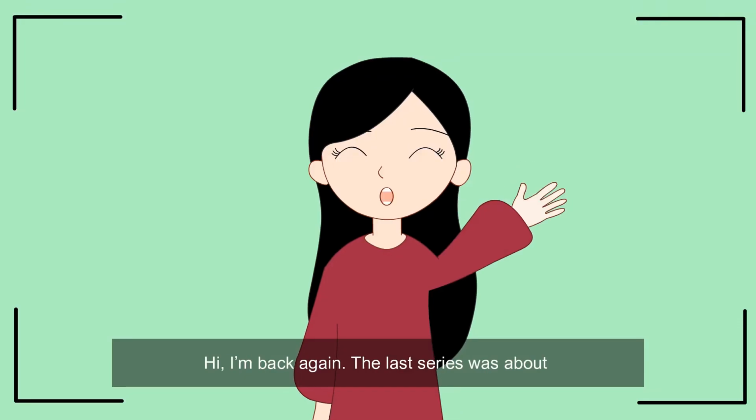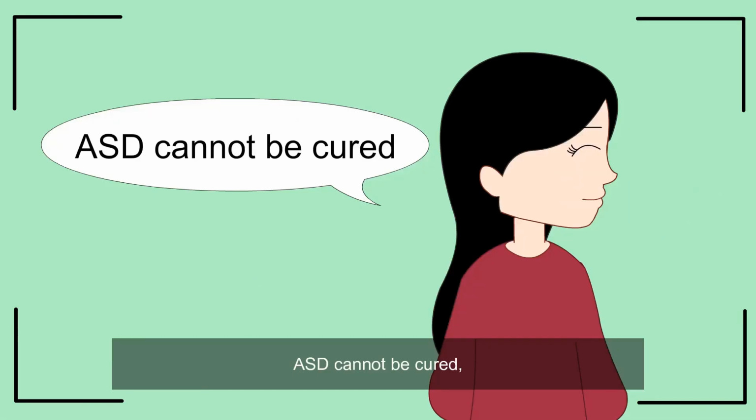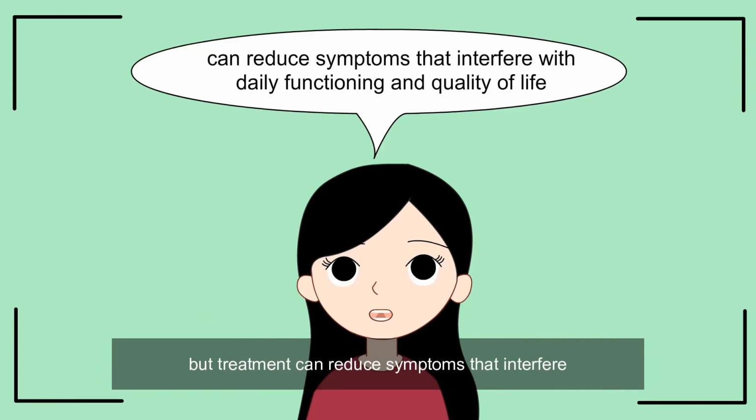Hi, I'm back again. The last series was about the types of treatments available for autism spectrum disorder, ASD. ASD cannot be cured, but treatment can reduce symptoms that interfere with daily functioning and quality of life.